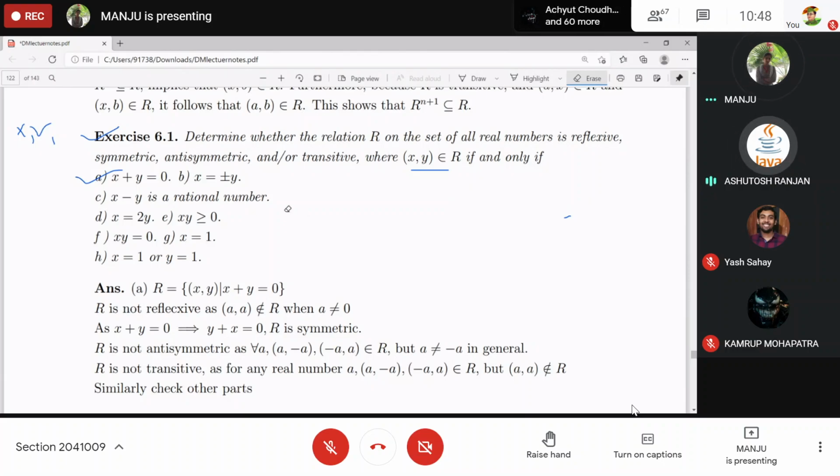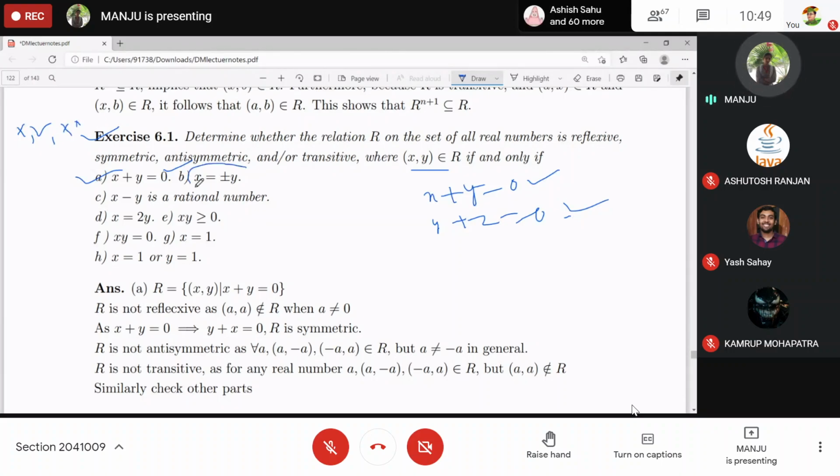What about transitive? Not transitive. Right? x plus y is equal to 0, y plus z is equal to 0, then you can't say x plus z is equal to 0, right? (x, y) belongs to R means this one, (y, z) belongs to R means this one. Then can you find x plus z is equal to 0? We are getting minus z is equal to 0, but that does not give a relation according to our relation. So here it is not antisymmetric, not transitive.